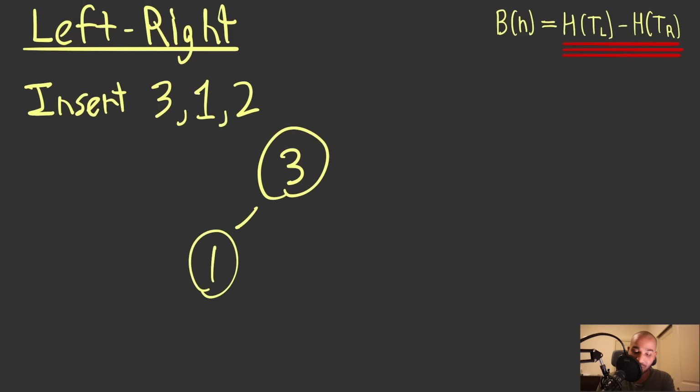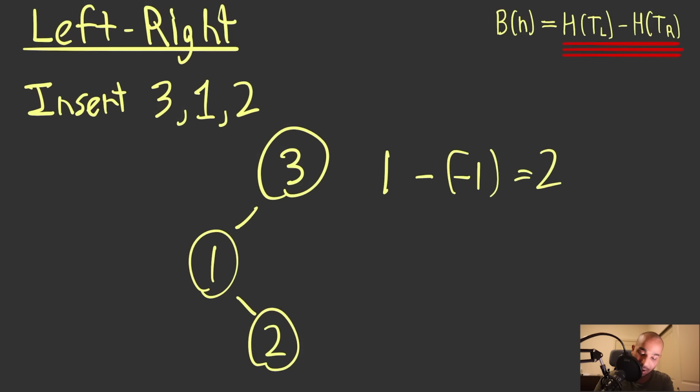We can eyeball this. We still see that we're balanced, and then we insert the 2. We're left heavy. If we calculate the balance at the root node, which is where balance is broken, we're going to see that we have -1 in the right subtree, and then we're going to see we have a balance of 1 in the left. So again, we have a balance of 2.